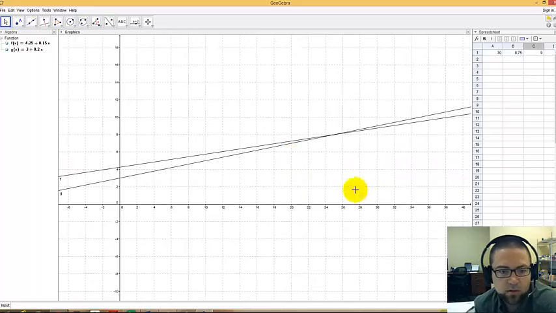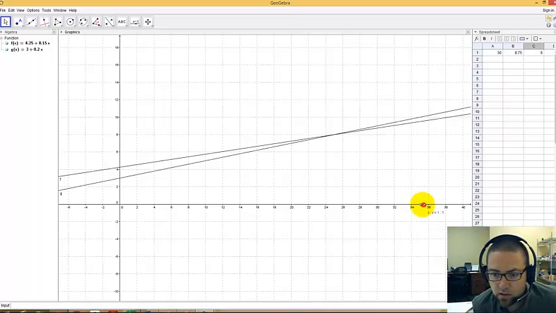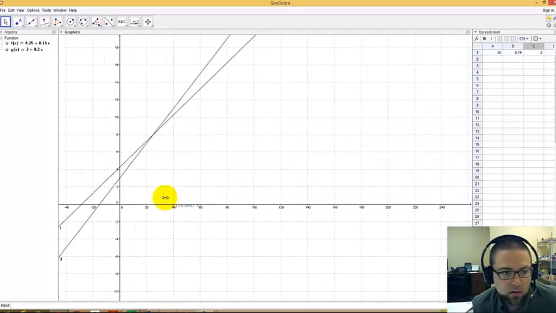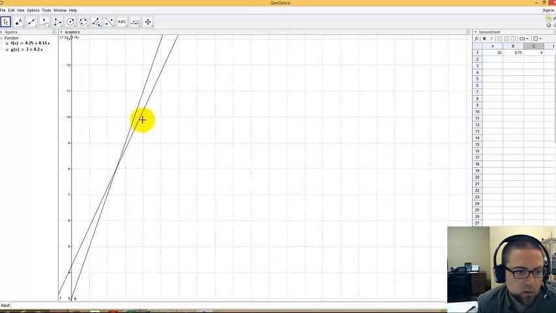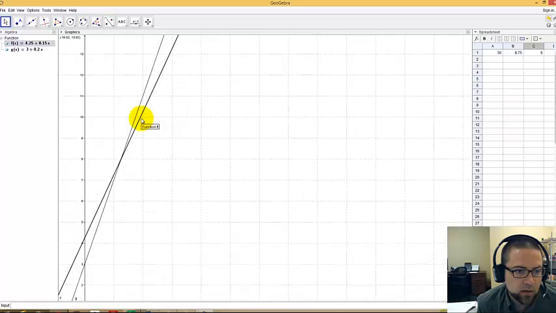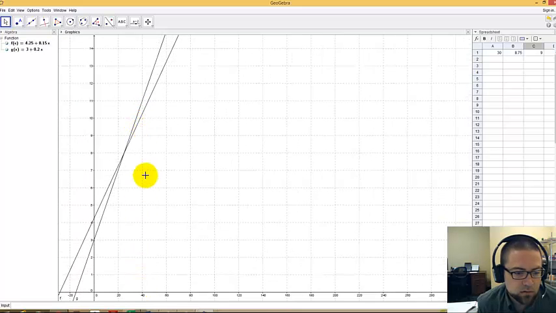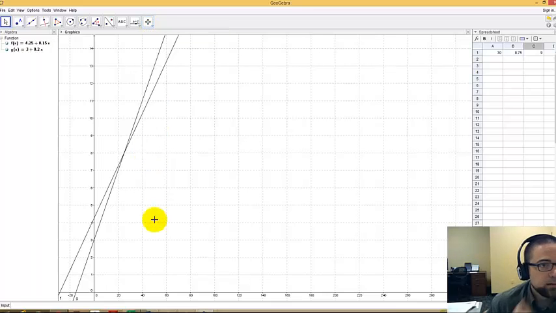You might want to scale your axes down. If I hold down the shift key, I think I can do that. Yeah, that makes it a little easier to read. So right here, something around 38.